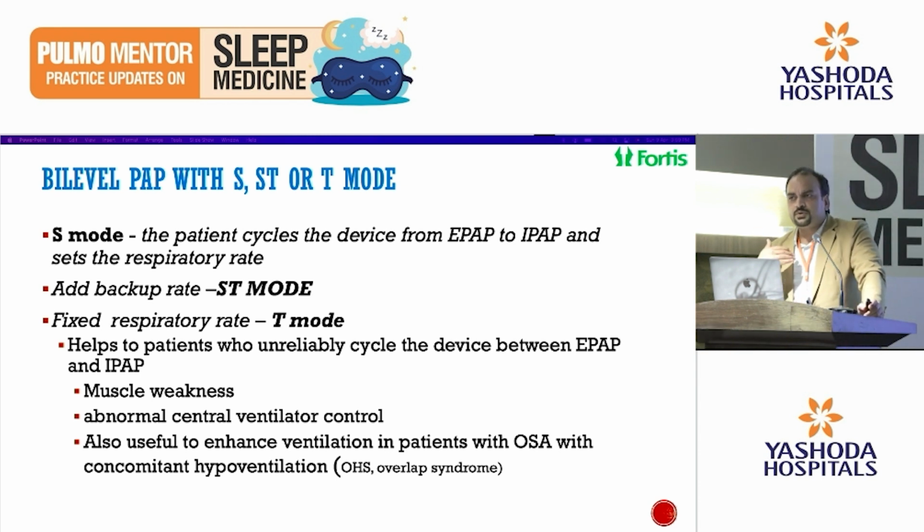So if you need to add a backup in these patients, if you feel that the cycling pattern of your patient is not reliable in terms of central sleep apneas or neuromuscular disorders, then you add a backup rate. But if you want to take full control of the patient's cycling, then you add time mode, so that after every specific time, the machine will cycle from inspiratory to expiratory phase in your patient.